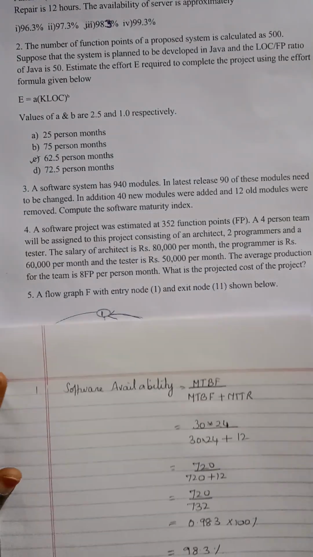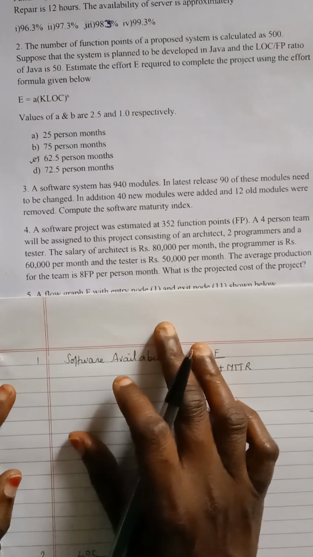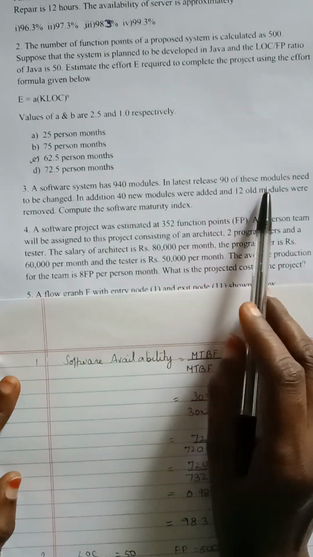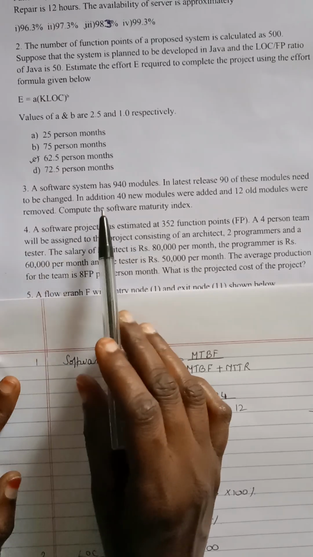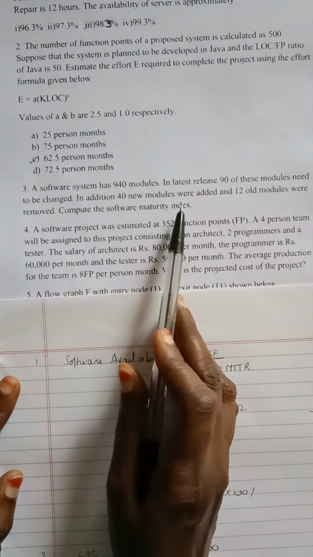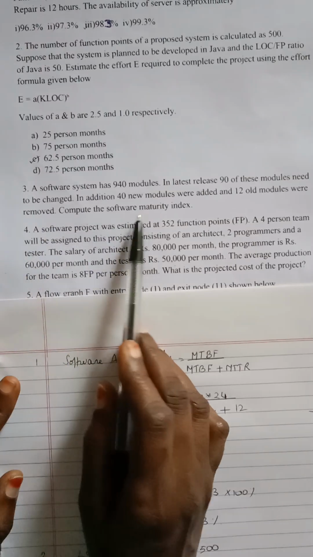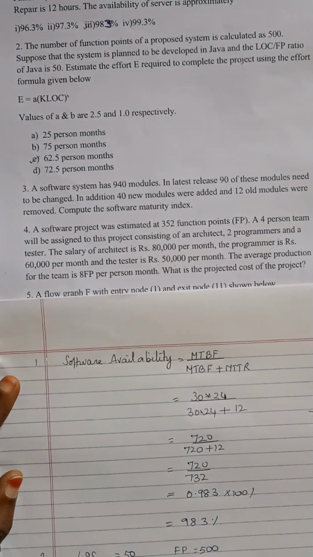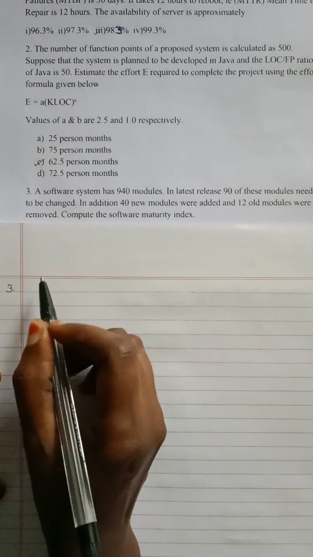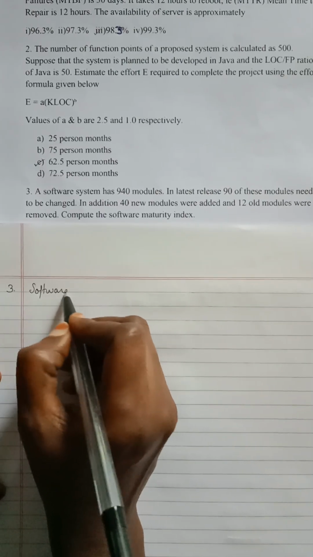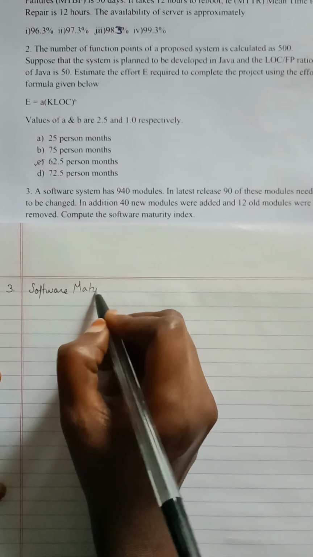Okay, next problem. A software system has 940 modules. At least 90 of these modules need to be changed. In addition, 40 new modules were added and 12 old modules were removed. Compute the software maturity index. Here we have to find out the software maturity index. So what is the formula for software maturity index?